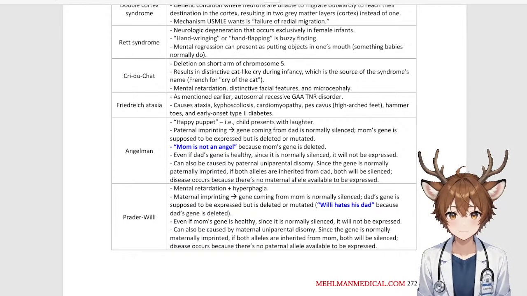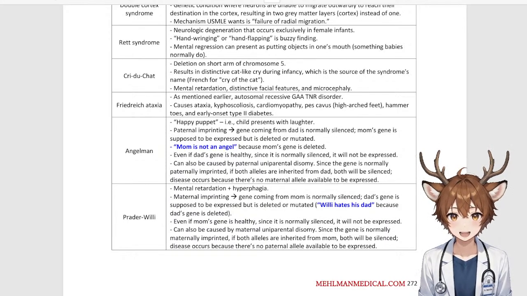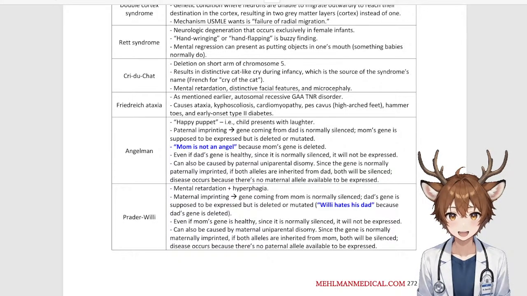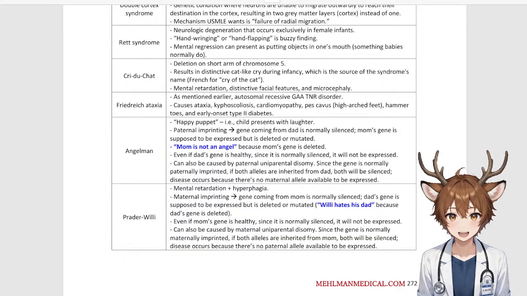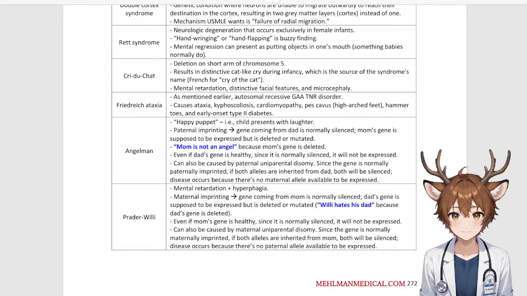Friedreich ataxia. As mentioned earlier, it is an autosomal recessive GAA trinucleotide repeat disorder that causes ataxia, kyphoscoliosis, cardiomyopathy, pes cavus (high arched feet), hammer toes, and early onset type 2 diabetes.